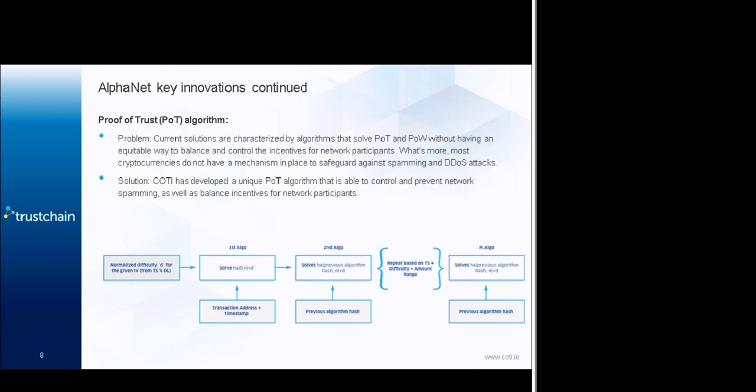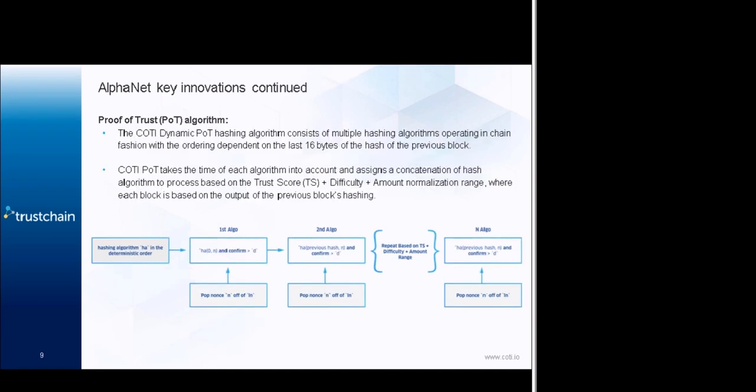Another problem the proof of trust is addressing is that in many platforms, there is no efficient way to balance incentives for network participants and also to safeguard against spamming and DDoS attacks. This is exactly what the proof of trust allows us to do. The way it works is that we concatenate different types of hashing algorithms operating in a chain fashion, connected together and selected randomly based on trust score, network difficulty level, and transaction amount, meaning each transaction has a different proof of trust needed to be confirmed.